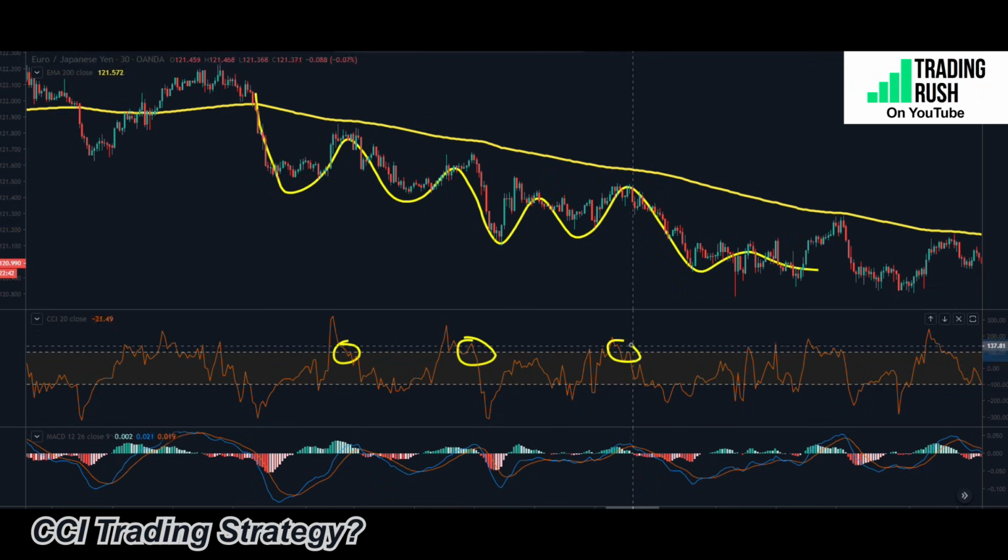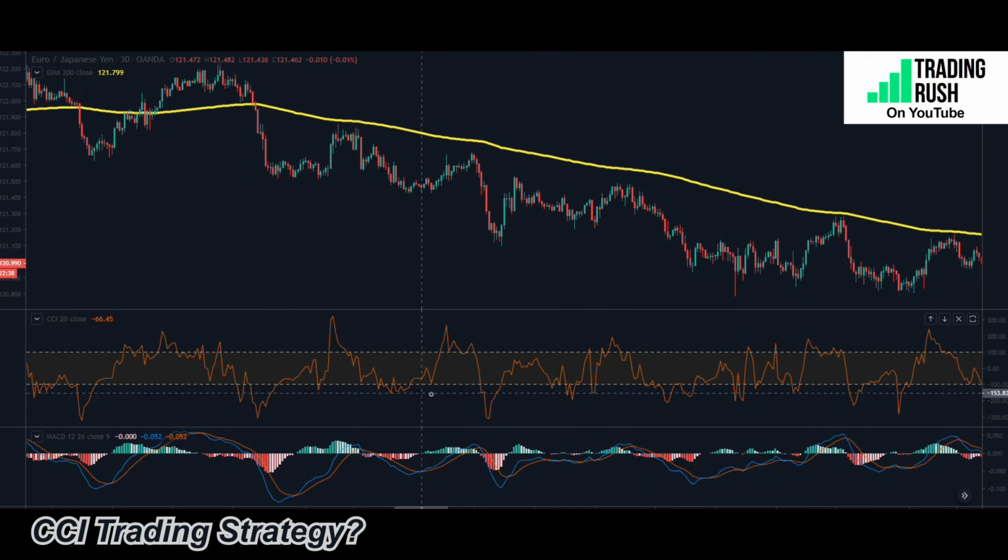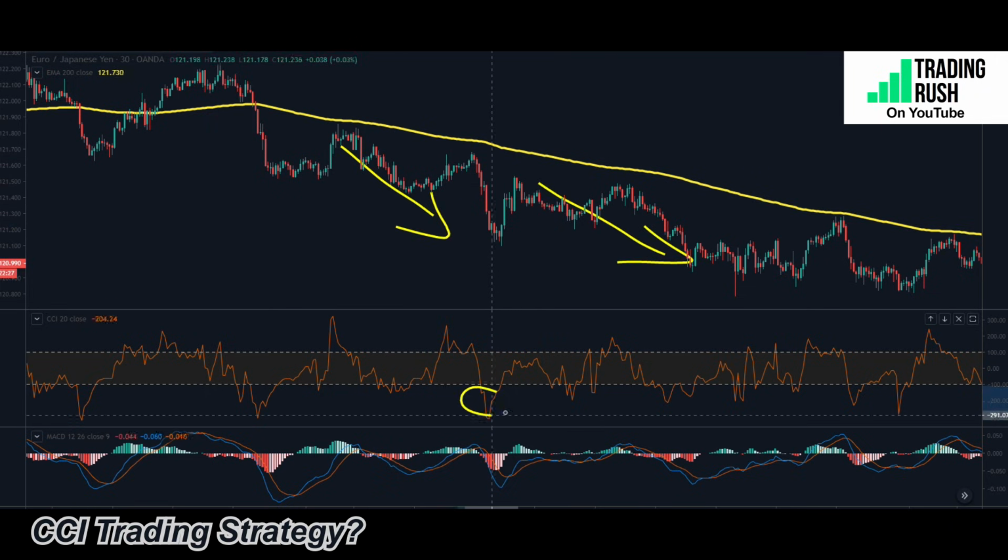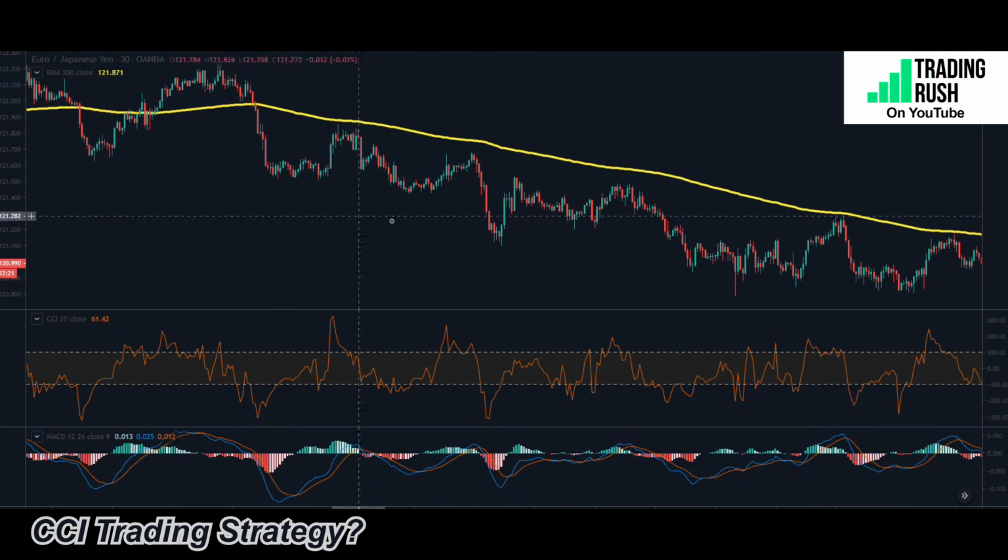When Donald Lambert created the CCI indicator in 1980, he used it to find strong trends in the commodity market. Hence the name, Commodity Channel Index. But since the creation of the CCI indicator, the market has changed. Traders have adapted this indicator to use on all kinds of markets and all time frames.